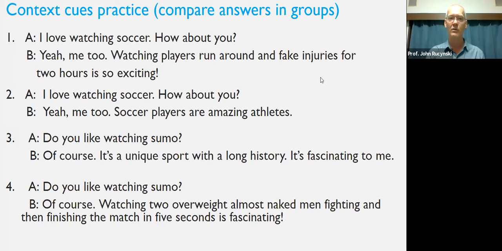And number two, three and four: do you like watching sumo? Of course, it's a unique sport with a long history. It's fascinating to me. And then another example: of course, watching two overweight, almost naked men fighting and then finishing the match in 5 seconds is fascinating. Maybe some people like that, but if not, four would be the sarcastic one.